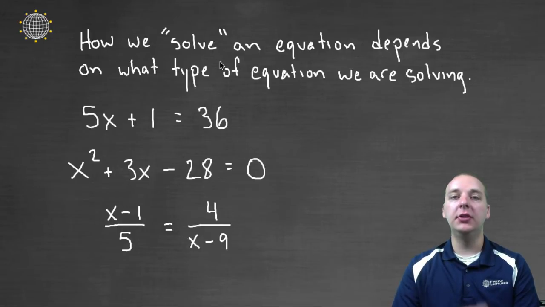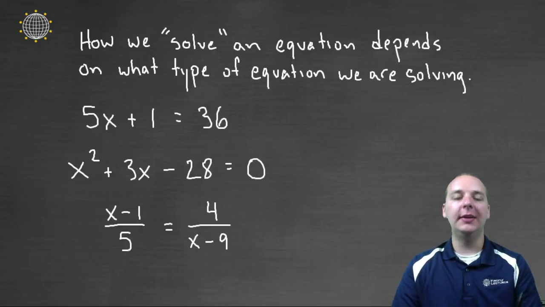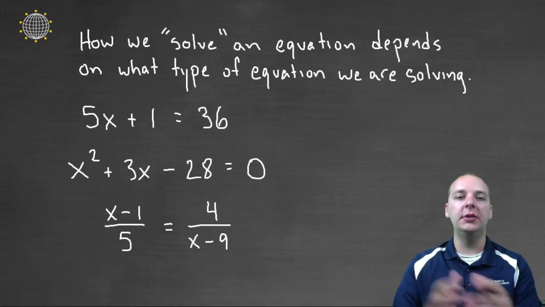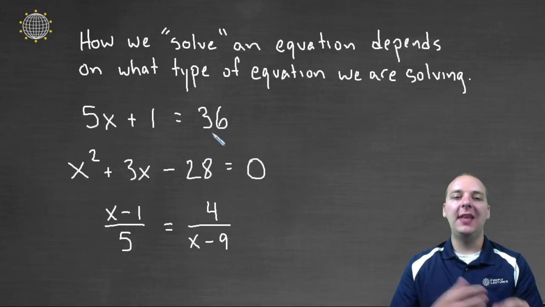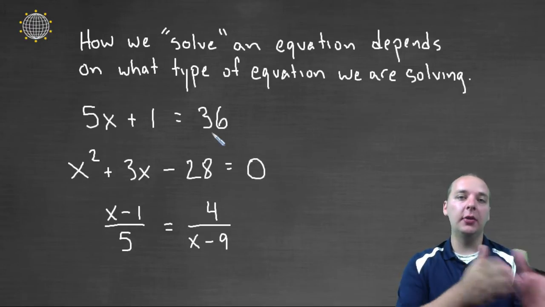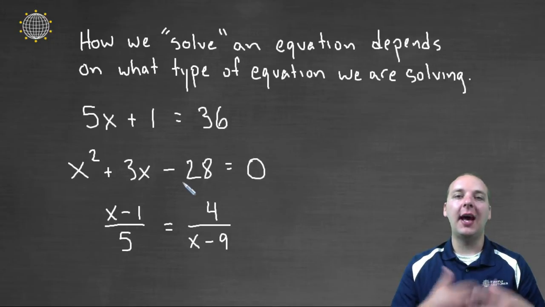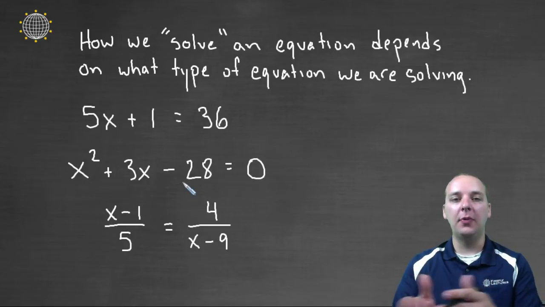This is something we're going to learn throughout the course of the semester, but how we solve an equation really depends on what type of equation we're solving. We have different, you might call them, methods of attack, depending on what type of equation we're dealing with. Here we have 5x plus 1 equals 36. That has some characteristics to it that we're not going to cover right now, but that would tell us we need to solve that equation a particular type of way. x squared plus 3x minus 28 equals 0. That's still an equation, but it's a different type of equation that has different characteristics, and we would solve it a different type of way.